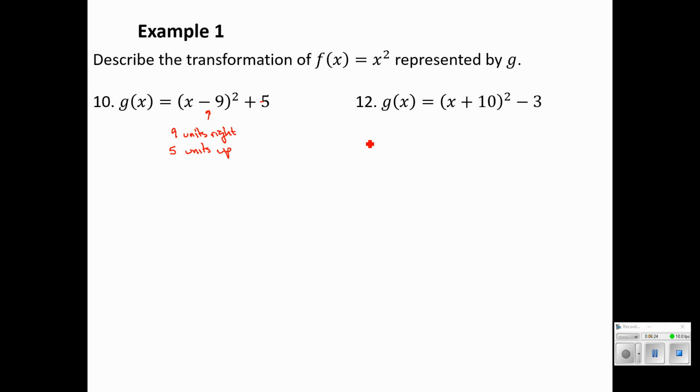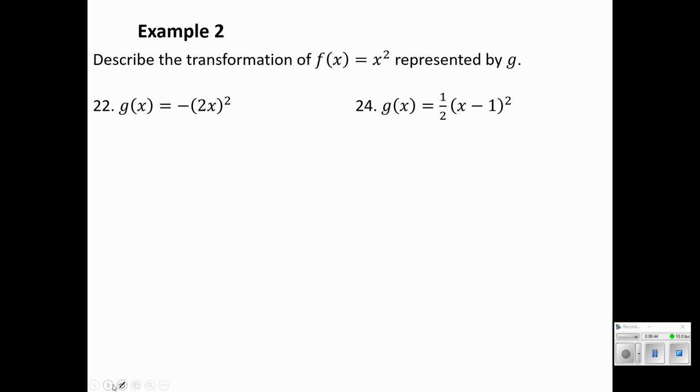All right, and then problem number 12, similar adjustments here. Now we're going 10 units to the left and 3 units down. Again, adding and subtracting inside the function with our input and outside. Just getting a feel for those adjustments.